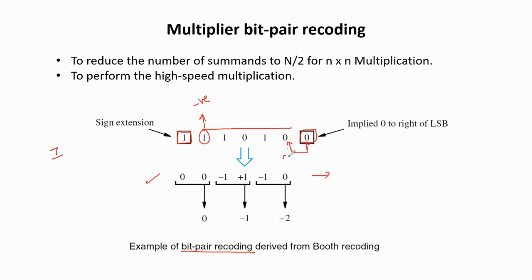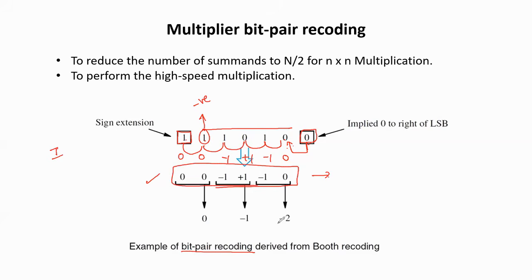0 minus 0 is 0. 0 minus 1, this is the difference, that means it is minus 1. Similarly, 1 minus 0 means plus 1. Again, 0 minus 1 means minus 1. 1 minus 1 means 0. 1 minus 1 is 0 again. So these are the bits obtained as the 1-bit recoded values of the multiplier.